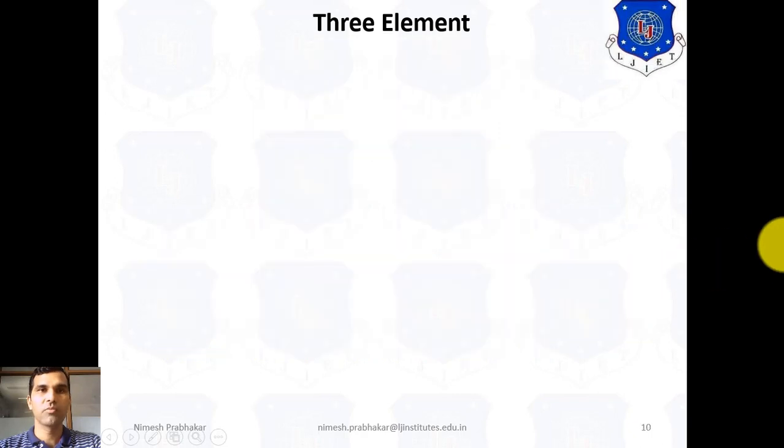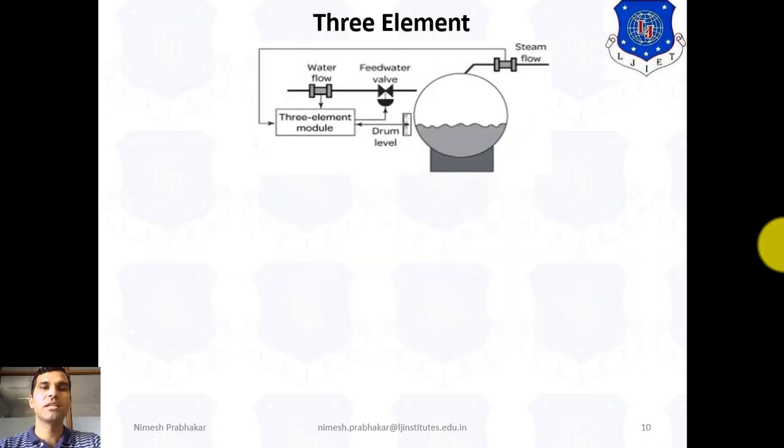So in this system, we can see in the figure there are three elements. The first one is the same as in the single element, this is the drum level indicator. The second one is the same as the two element system, but here we also add one more, this is the water flow. That means here we add an additional signal of the water flow sensor. That means inlet water flow is also measured in this system. So that's why it's known as a three element system.